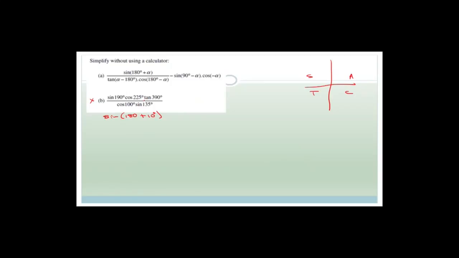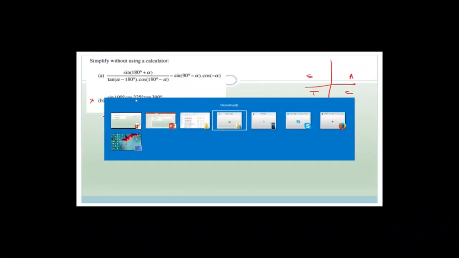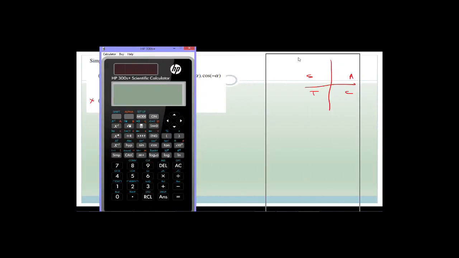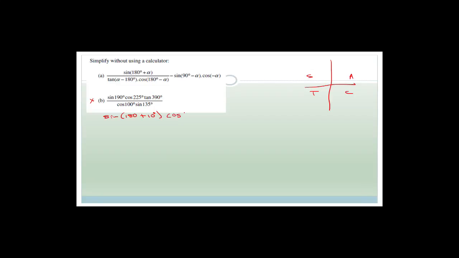Cos of 225, if we get out our calculator, we can see that that is 225 minus 180, which is 45 degrees. So do you agree that's the same as cos of 180 plus 45 degrees?